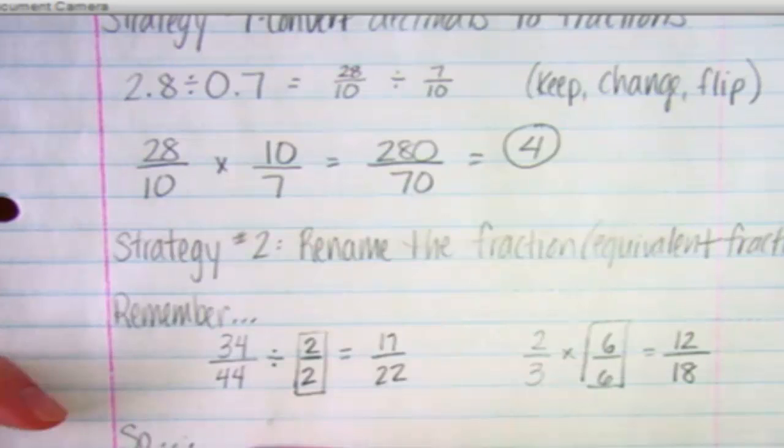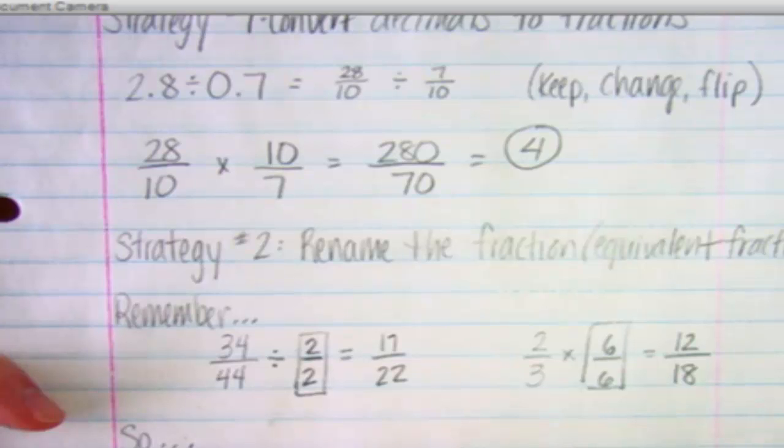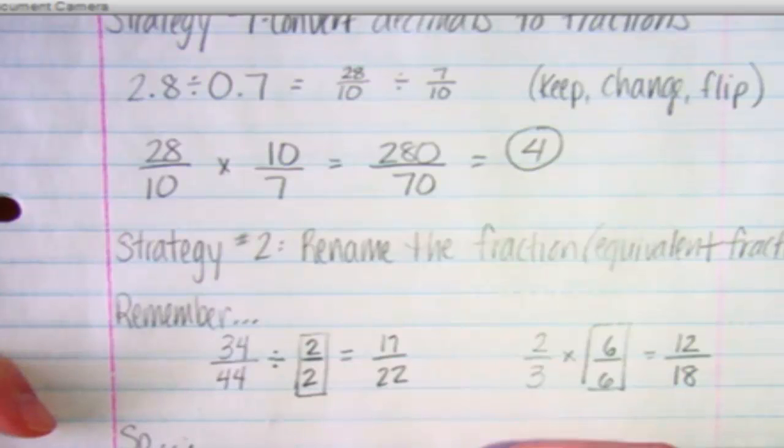2 and 8 tenths divided by 7 tenths. If I want to get rid of these decimals, I can see that I have to multiply my numerator and my denominator by 10. That moves the decimal place over 1. Remember, this is the same as just multiplying by 1. 2 and 8 tenths times 10 is 28. 7 tenths times 10 is 7. And 28 sevenths is 4.